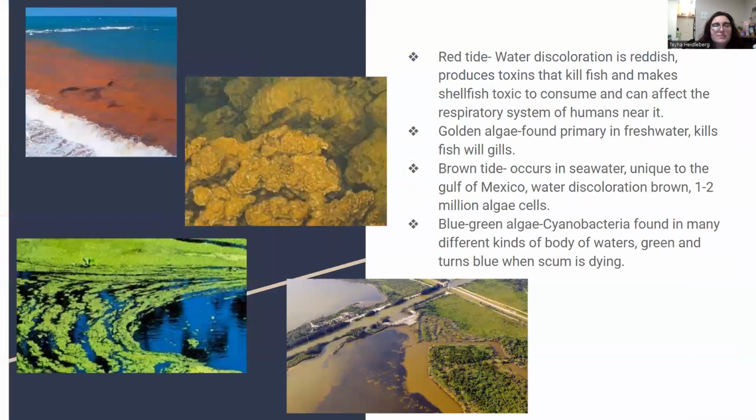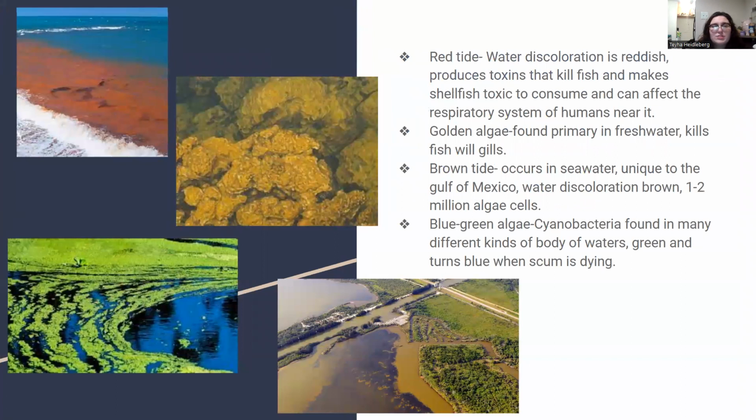So these are the types of harmful algal blooms, and this is the first one we're going to talk about. It's red tide. It is when the water is discolored, a reddish shade, obviously. And this one produces toxins that kill fish and make shellfish toxic to consume, and it can affect the respiratory system of humans near it.